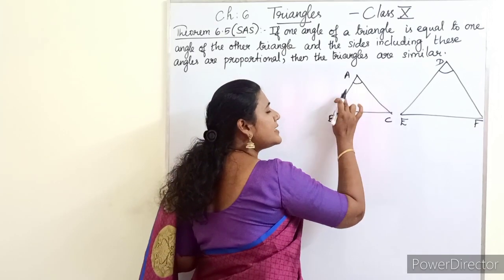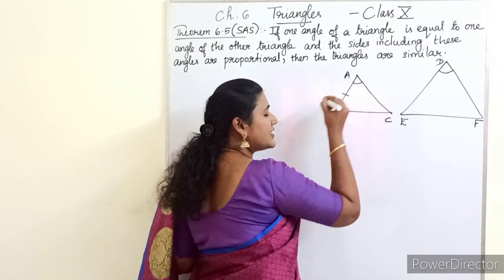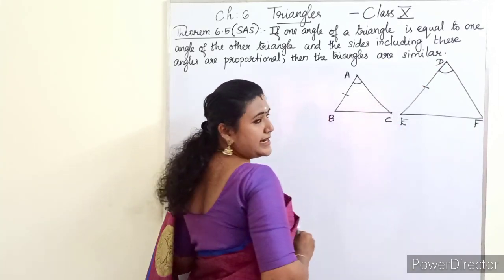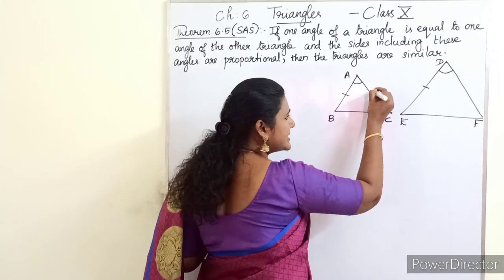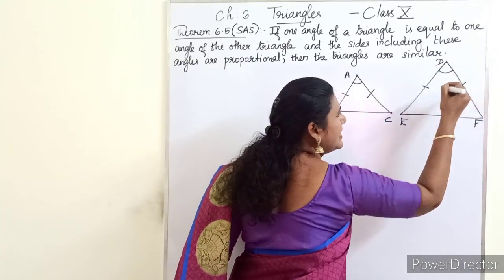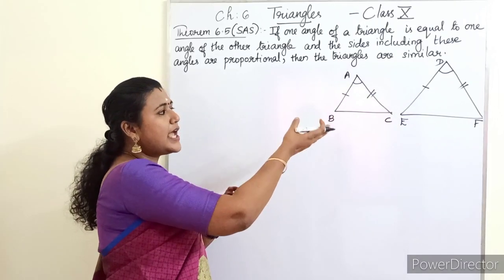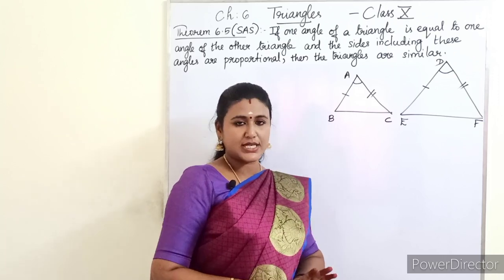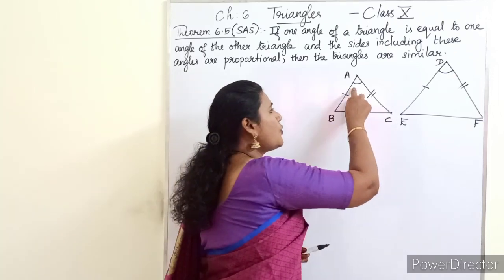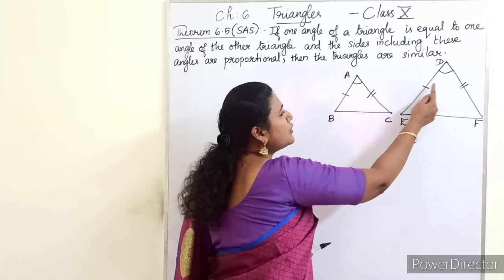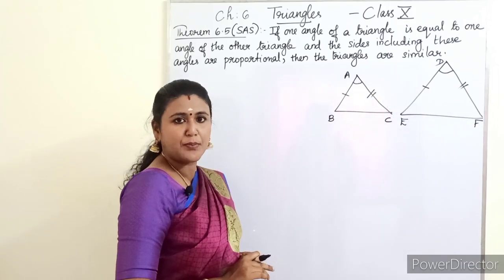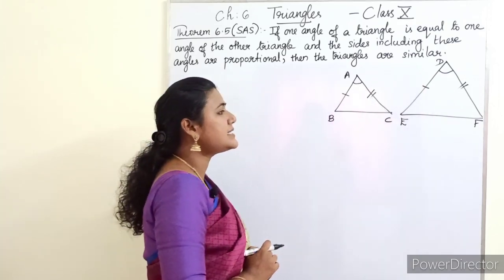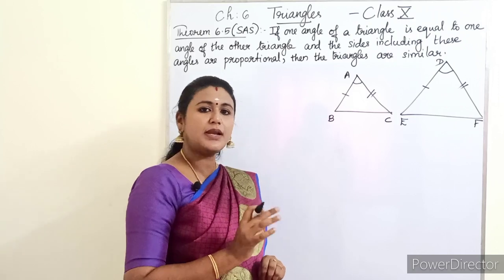So what are the sides including these two angles? Here in the first triangle, the side is AB, and for the second triangle it is AD, and the other side in the first triangle is AC, and for the second triangle it is DF. So the ratio of these two sides are equal. So what are the conditions given here? One angle and the ratio of the sides are proportional. So these two conditions are given. We have to prove ABC and DEF are similar triangles.